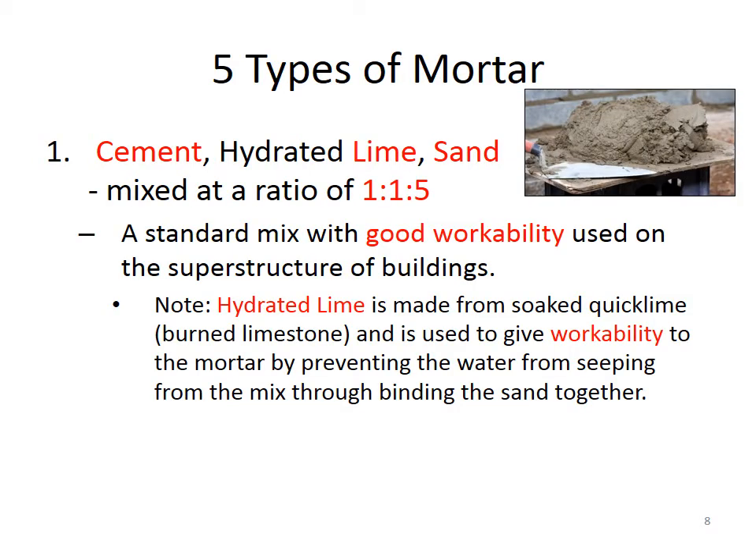We're going to look at 5 common types of mortar now. The first one is cement, hydrated lime and sand. These are mixed at a ratio of 1:1:5. All these mortars also require water to be added, but the amounts can vary depending on the workability. This is a standard mix with good workability used on the superstructure of buildings. Superstructure of the building is anything above ground level. Substructure is anything below ground level.